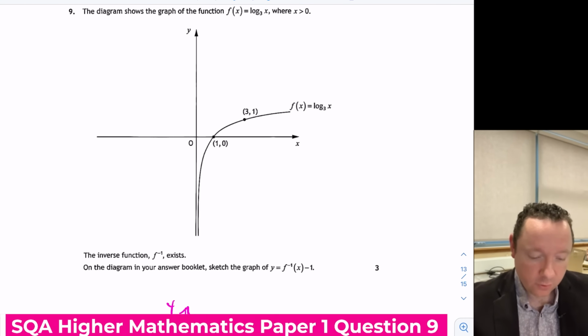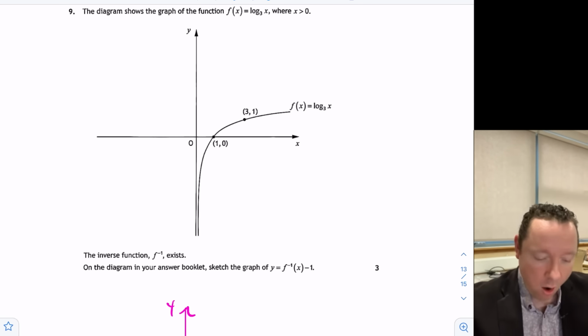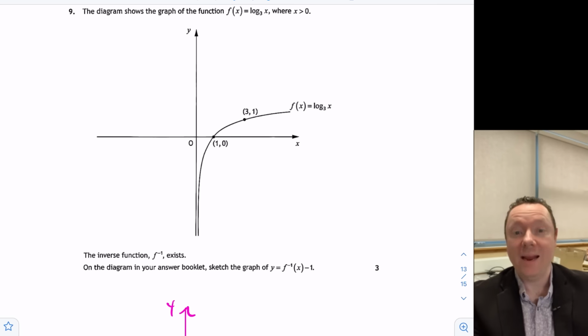SQA Higher Maths 2023 Paper 1 Question 9. The diagram shows the graph of function f of x is log base 3 of x. X is greater than 0 of course. The inverse function does exist. In the diagram in your answer book, draw the graph of the inverse function minus 1.